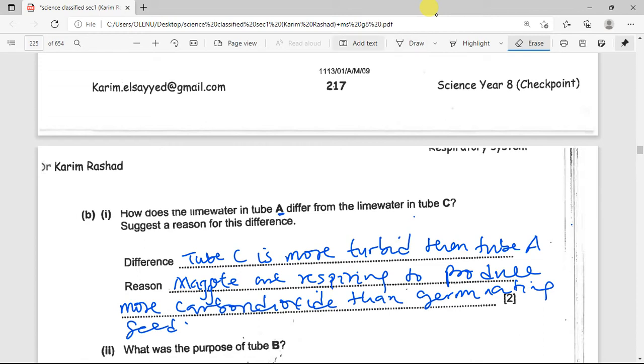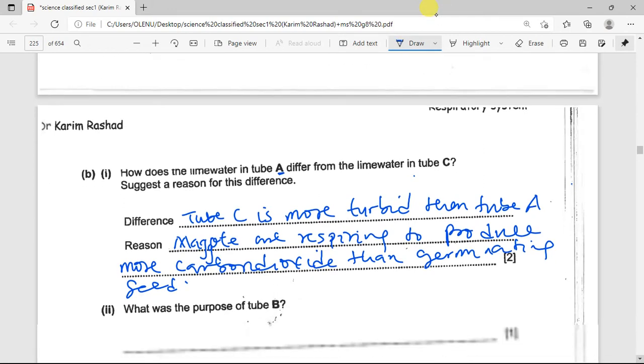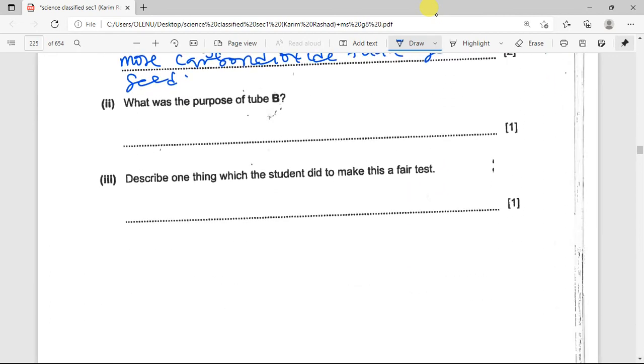So if you want to use color, you can say it is milky, but the milky color in it is quite light, while the other one is darker. Now, what was the purpose of tube B? Tube B acts as a control because there's no living thing inside, for you to be able to know the impact it has. Now, describe one thing the student did to make this a fair test.